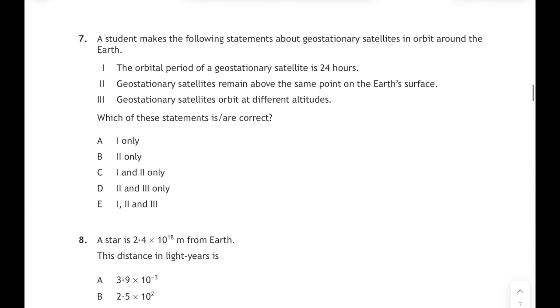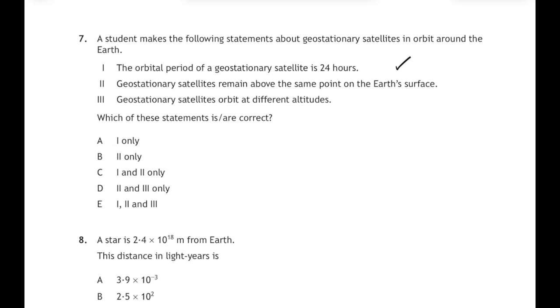Question 7. A student makes the following statements about geostationary satellites in orbit around the Earth. And then we've got 3 statements, and we have to decide which of these statements is or are correct. So statement 1, the orbital period of a geostationary satellite is 24 hours. That's correct, because that's the same time as it takes for the Earth to rotate once on its own axis.